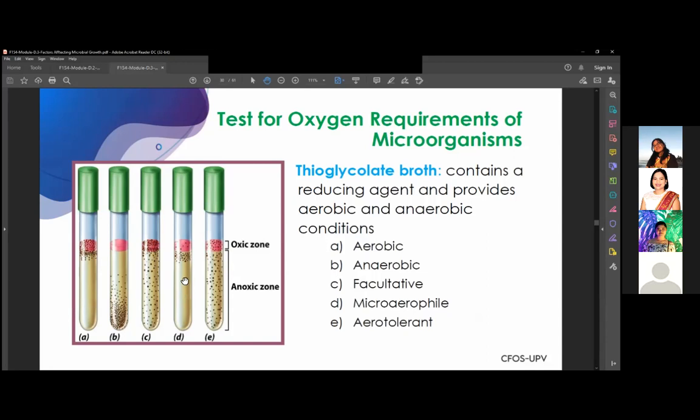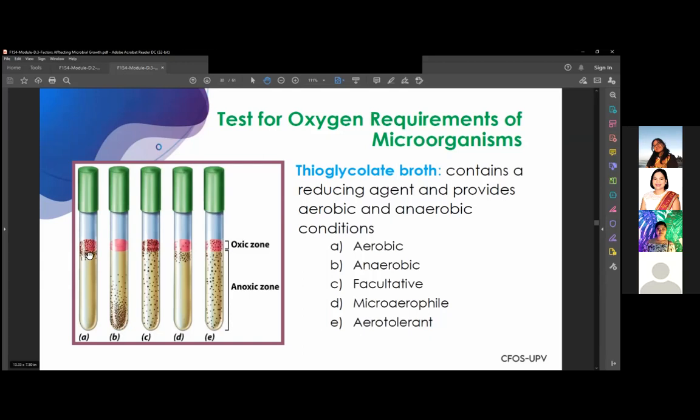Yung aerobic, ay balik tayo. Sige, aerobic siya, it grows close to the cup, no? Yung malapit sa opening kasi diyan ang pinakamataas na oxygen content, yung sa tube A. Anaerobic grows at the bottom of the tube kasi diyan yung area that has very low oxygen or almost zero oxygen, yung sa tube B.